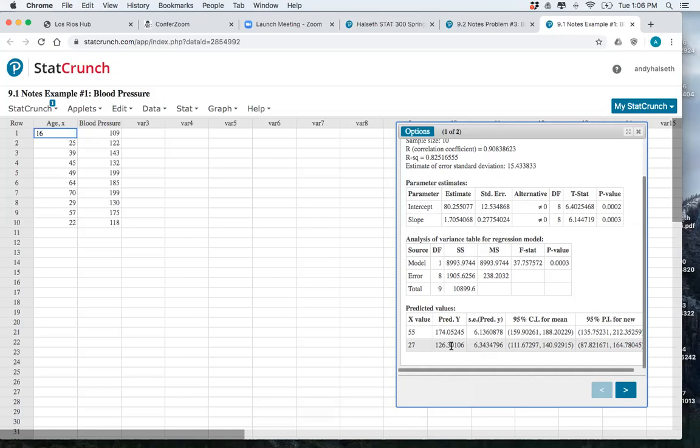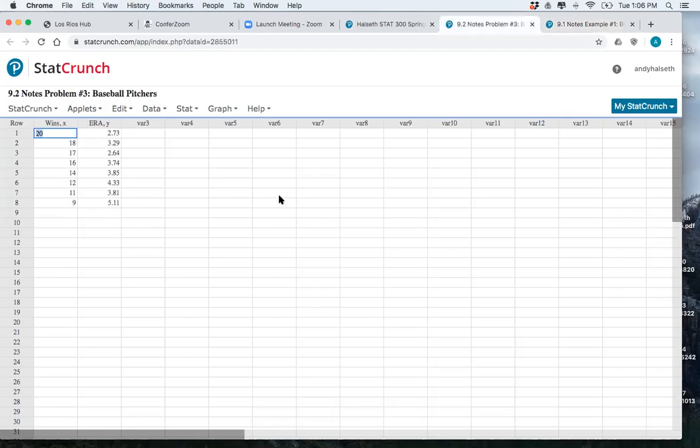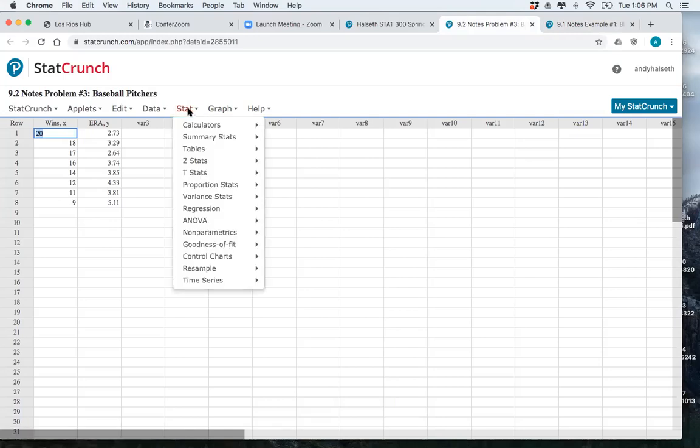Okay, so let's try this next one about the baseball pitchers. This one's also in your groups folder if you want to play along. So I have my X's and my Y's. If you want to try that one out on your own, go for it. Just press pause and do it. Otherwise, just keep on watching because I'm going to do it.